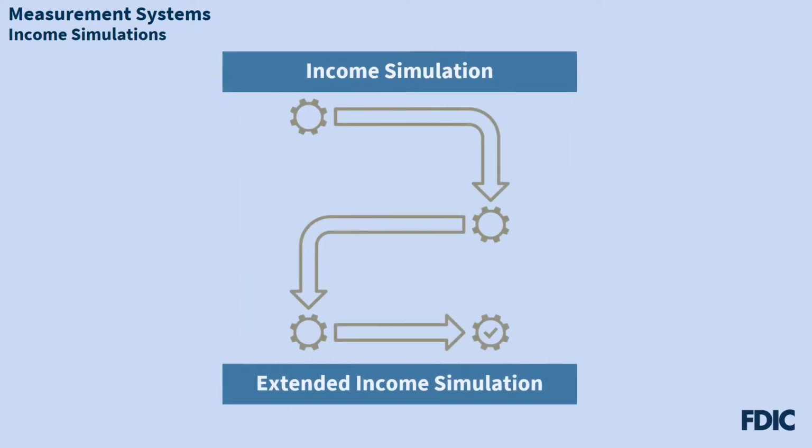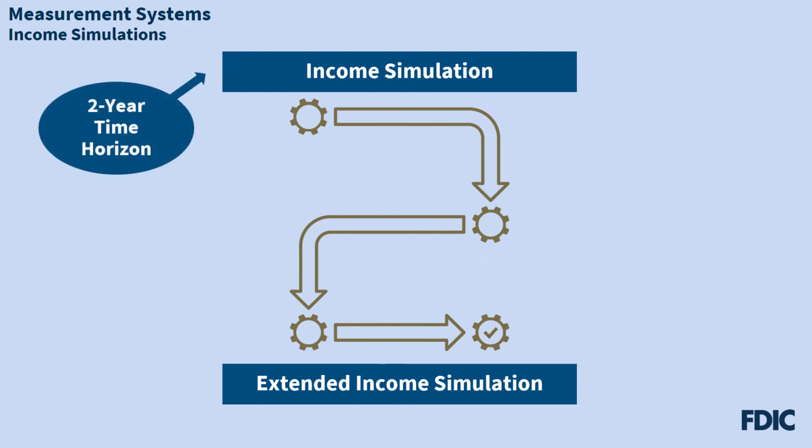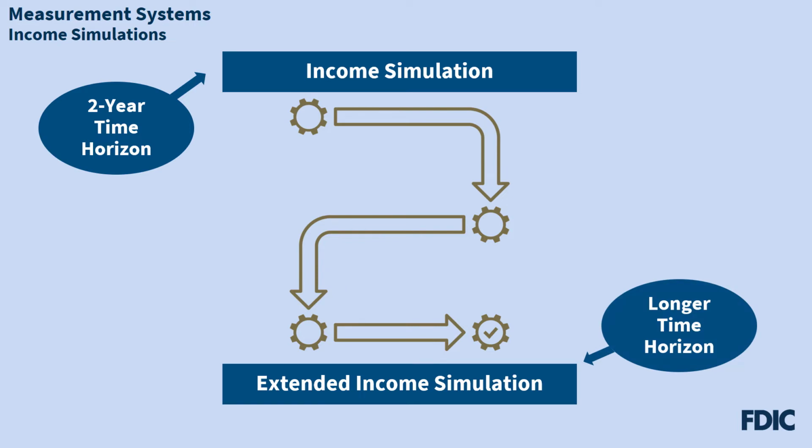The income simulation model is the most common measurement system used in community banks, given its versatility. Income simulations estimate cash flows from assets and liabilities over selected time periods and are commonly run over 2-year time periods. However, longer-term horizons can be modeled through extended income simulations to fully assess the impacts of certain products with embedded options that extend beyond the 2-year time horizon used in standard income simulations. Extended income simulations can be effective in identifying risk exposures that are embedded within the EVE models.